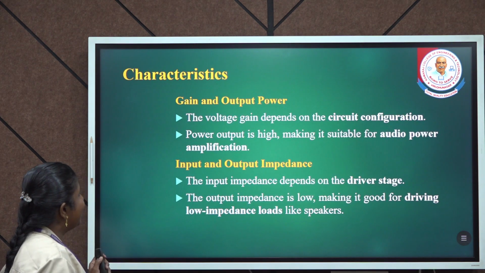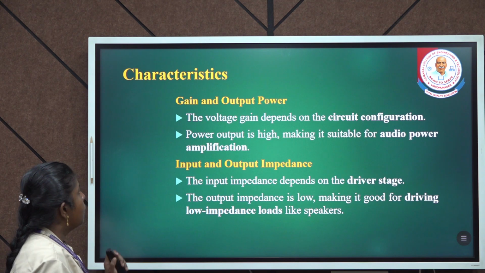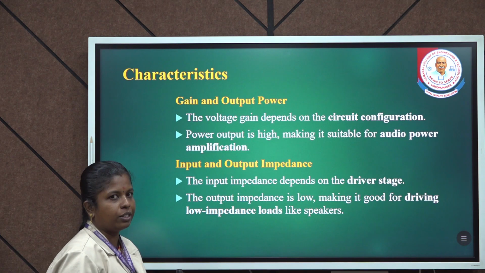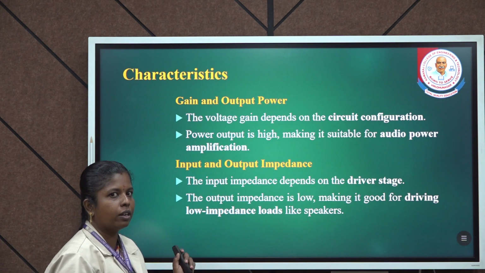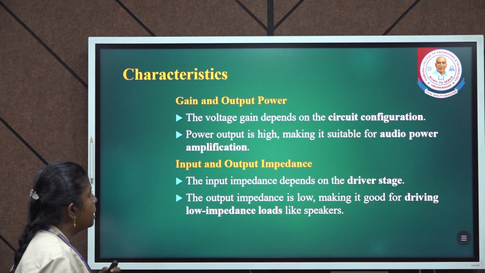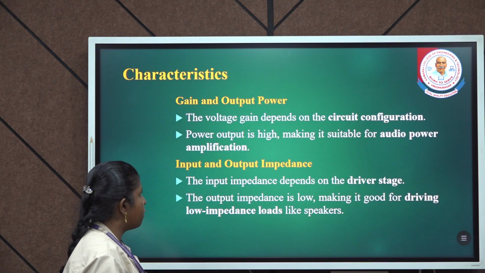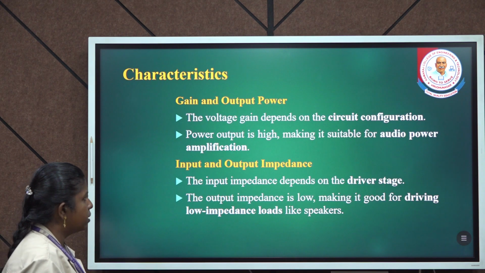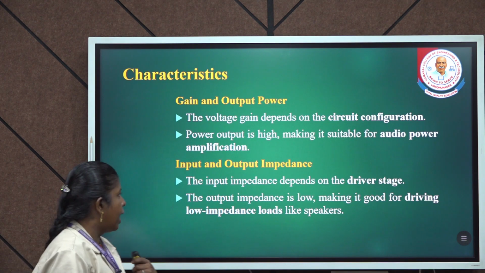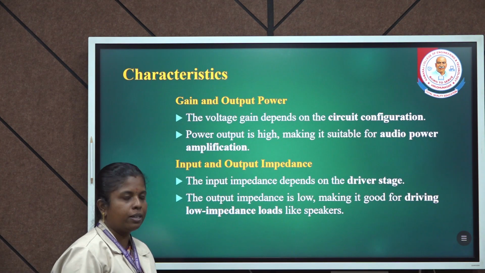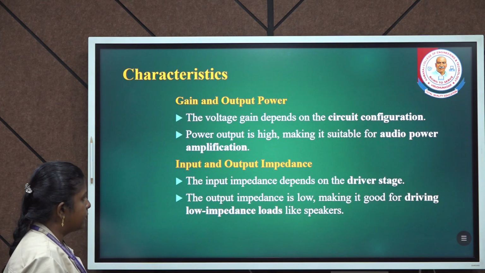Next, the voltage gain and output power. Class B's voltage gain depends on the circuit configuration, whether it is a push-pull or transformer coupled Class B amplifier, and the power output is high, making it suitable for audio power amplification. As for input and output impedance, the input impedance depends on the driver stage, and the output impedance is low, making it good for driving low impedance loads like speakers.